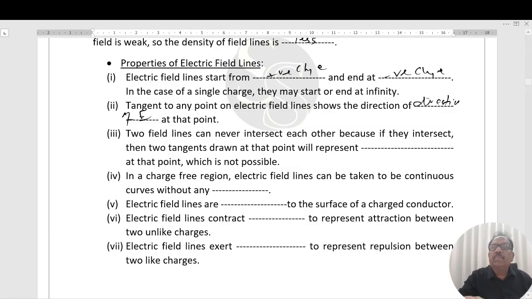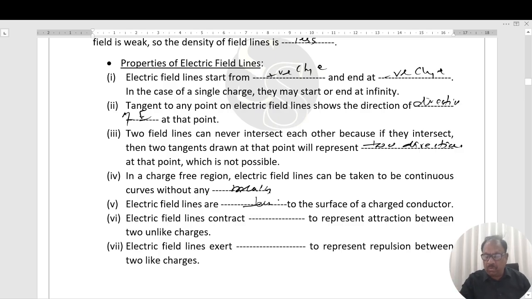Next, two electric field lines never intersect each other, because if they intersect, the two tangents drawn at that point will represent two directions of the field at that point, which is not possible. Next, in a charge-free region, electric field lines can be taken to be continuous curves without any breaks. Electric field lines are perpendicular to the surface of a charged conductor.